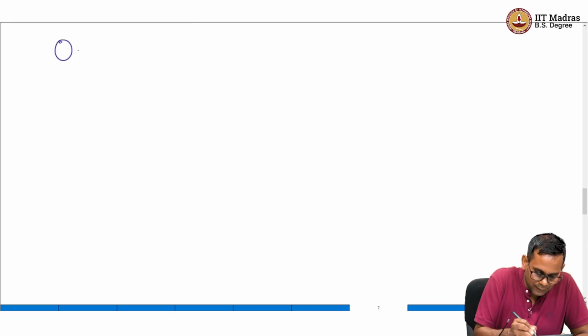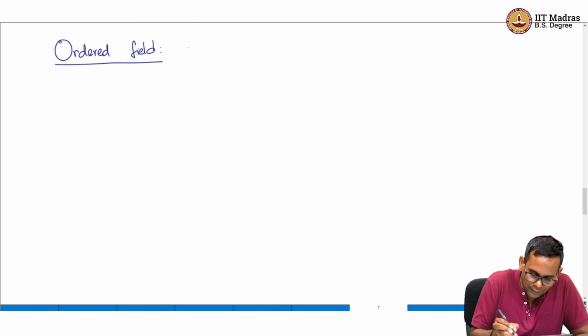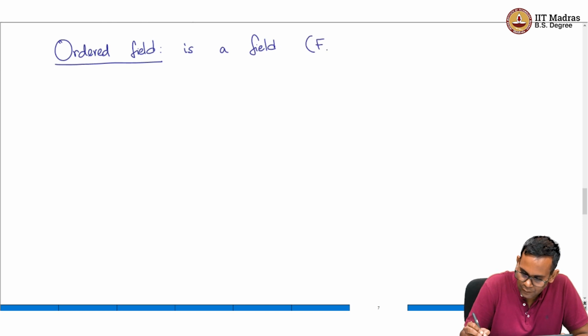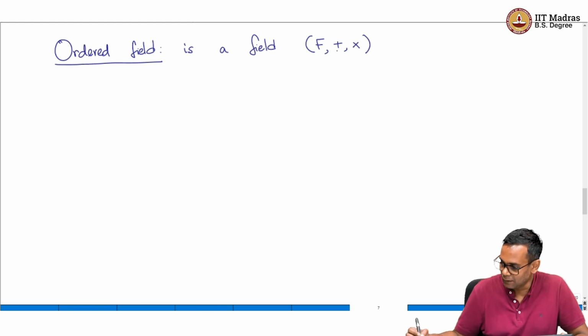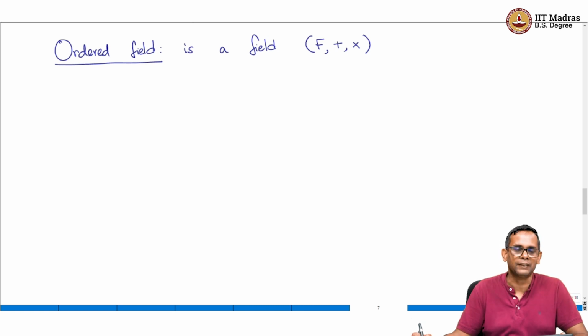An ordered field is firstly a field F. That would come with a notion of addition and a notion of multiplication, and saying that this is a field means that these addition and multiplication operators satisfy the field axioms that we have just seen.